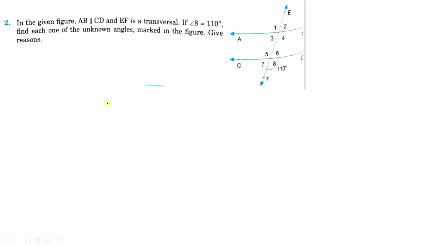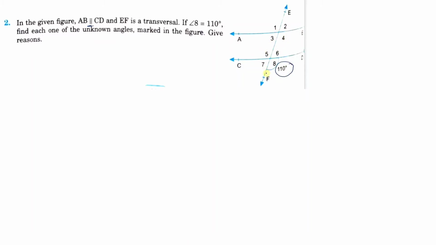Moving to the next question, that is number 2. In the given figure, AB is parallel to CD. This one is the parallel sign, and EF is the transversal. Only one angle is given, angle 8, that is 110 degrees. You have to find the rest of the angles, that is 1, 2, 3, 4, 5, 6, 7, 8.